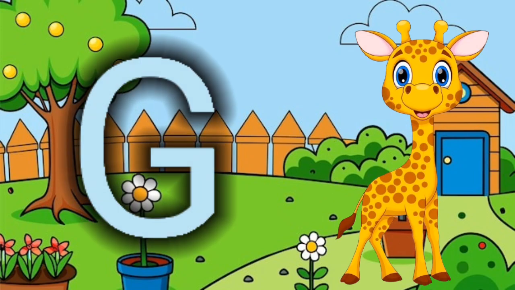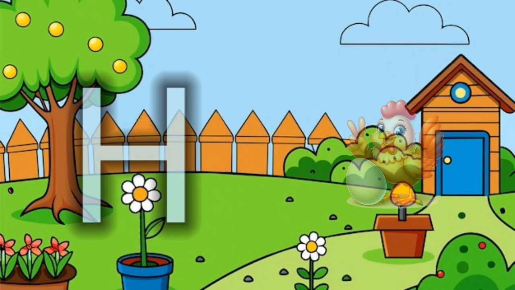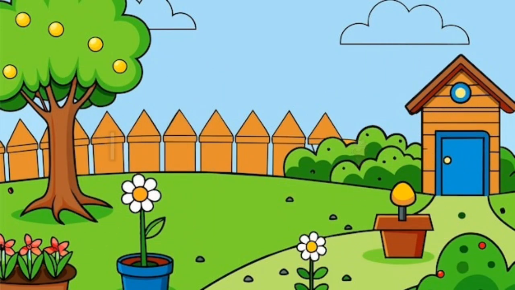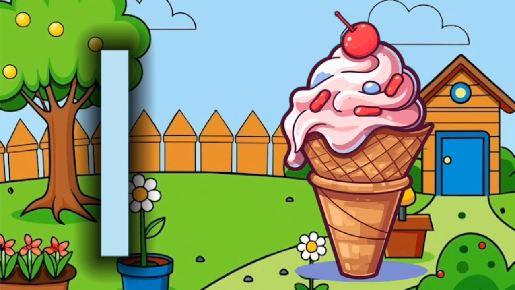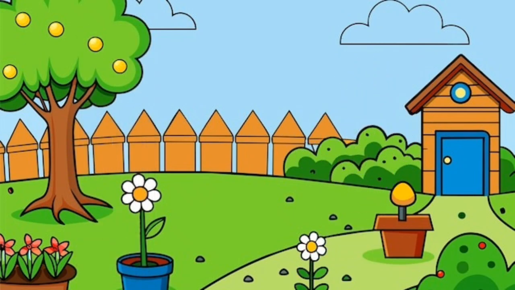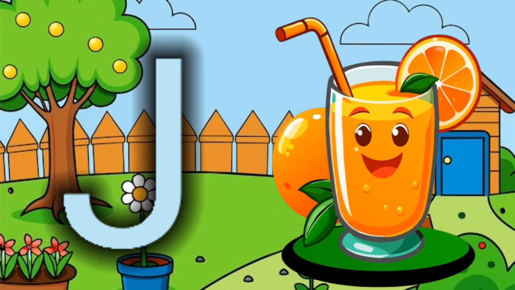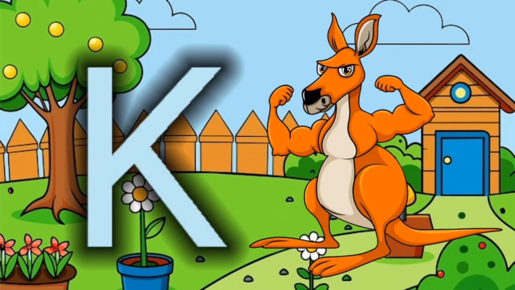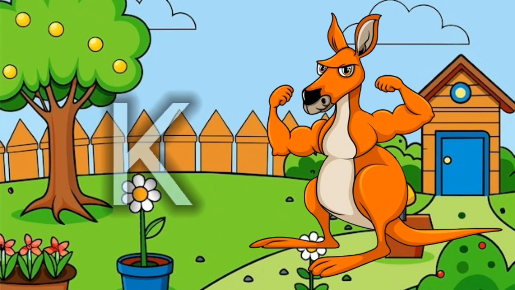G. G for giraffe. H. H for hen. I. I for ice cream. J. J for juice. K. K for kangaroo.